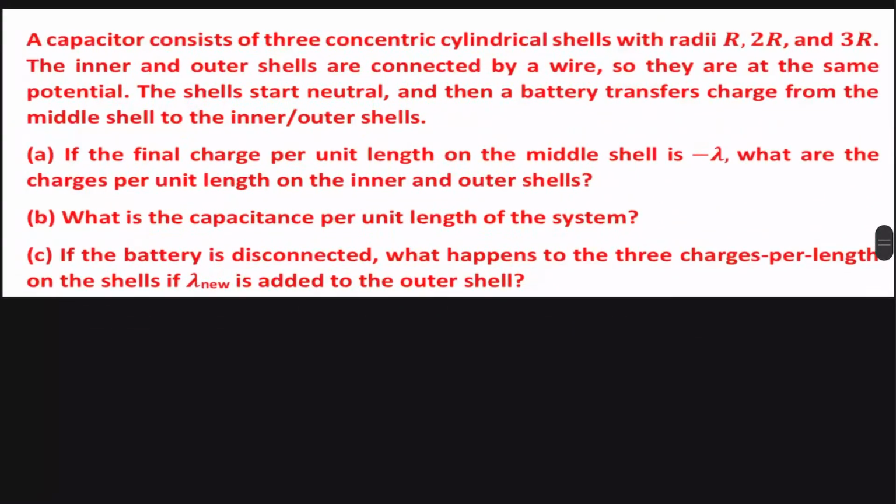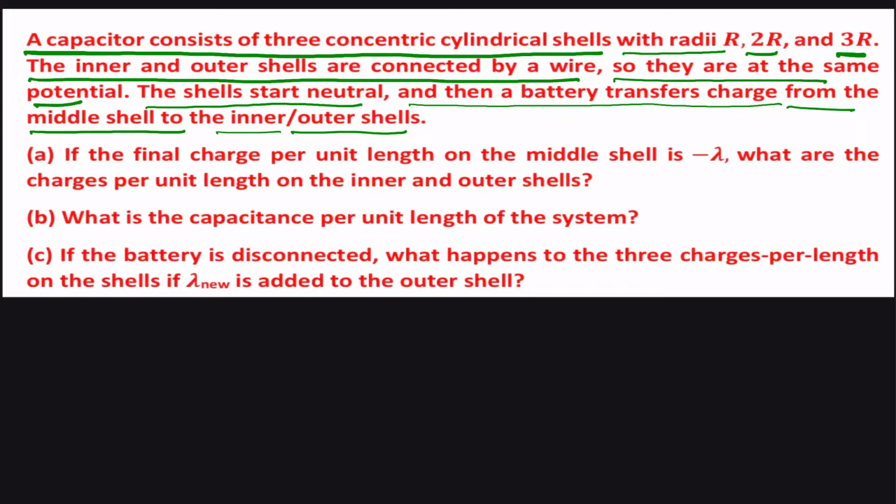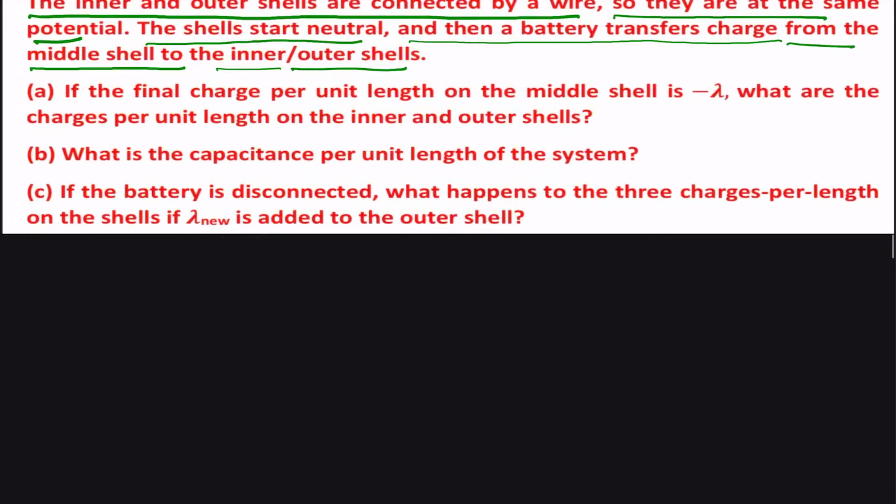Next question. It states that a capacitor consists of 3 concentric cylindrical shells with radii r, 2r and 3r. The inner and the outer shells are connected by a wire, so they are at the same potential. The shells start neutral, and then a battery transfers charge from the middle shell to the inner and outer shells. Inner and outer are connected, so both will be getting the charge. Based on this, we have these 3 parts.